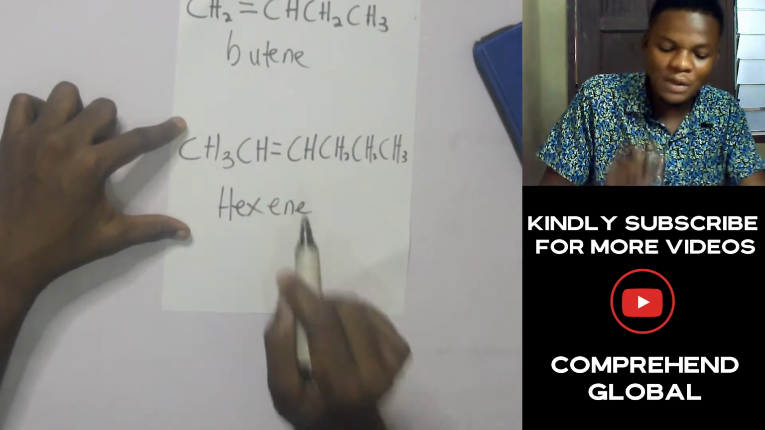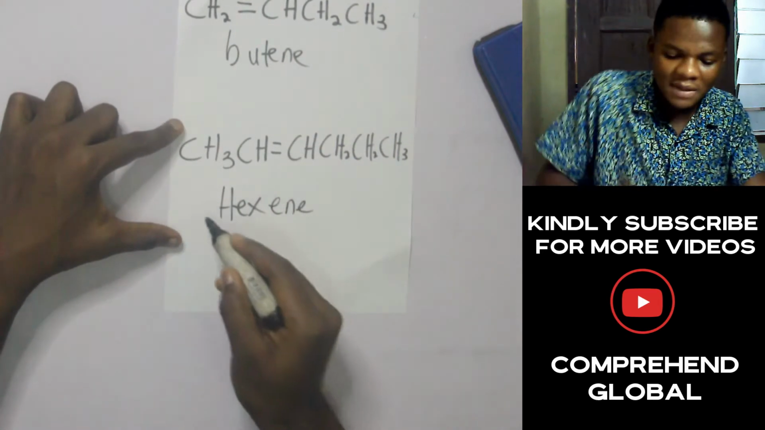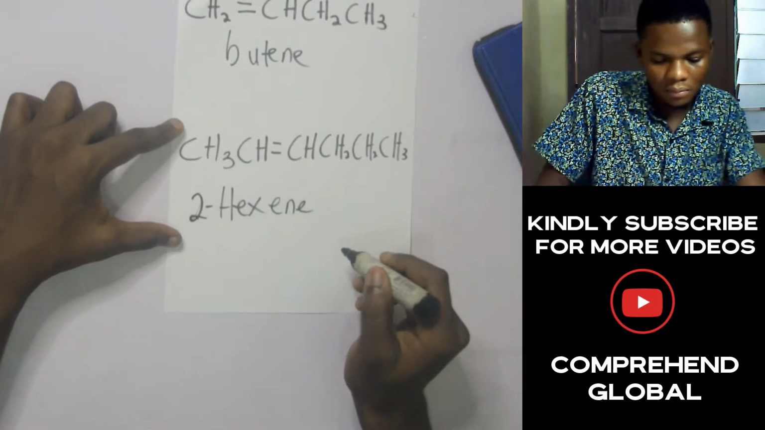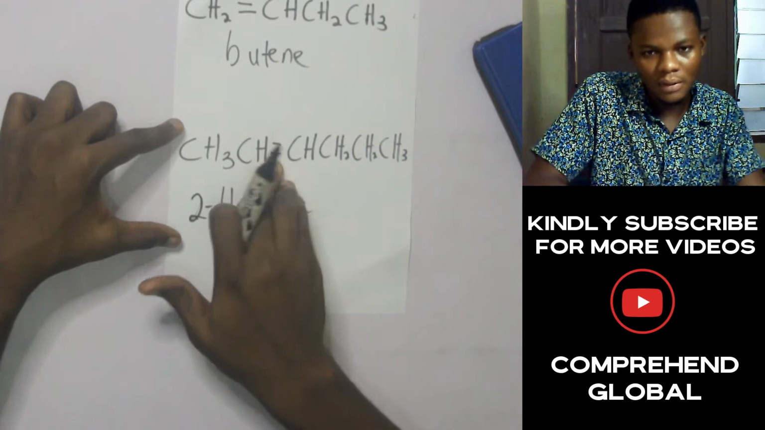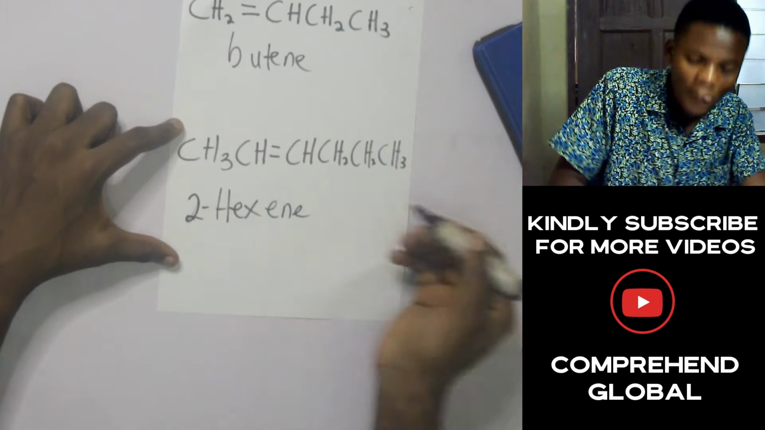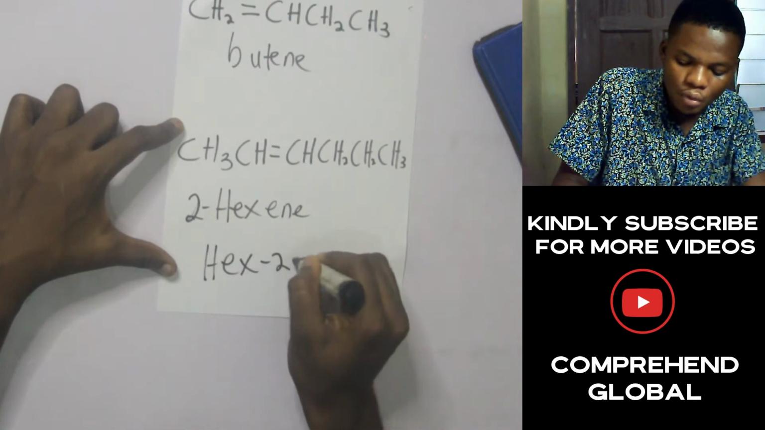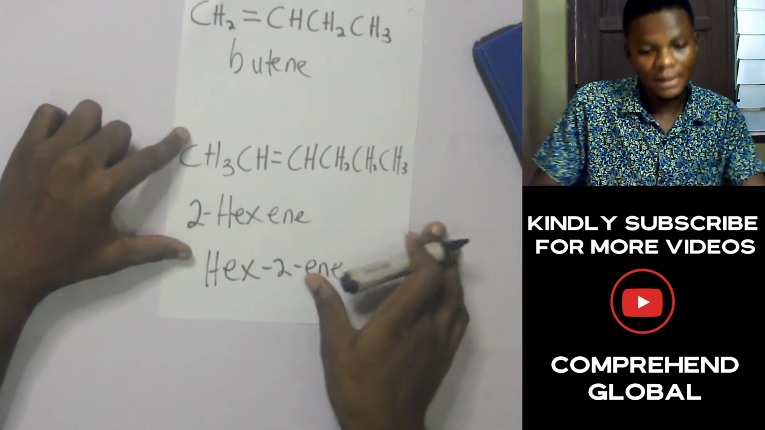So you have to specify that the double bond is on the second carbon. So in specifying, this will be 2-hexene, right? Because the double bond is attached to the second carbon. Okay, so this is 2-hexene, or it can also be named as hex-2-ene. It's all the same thing.